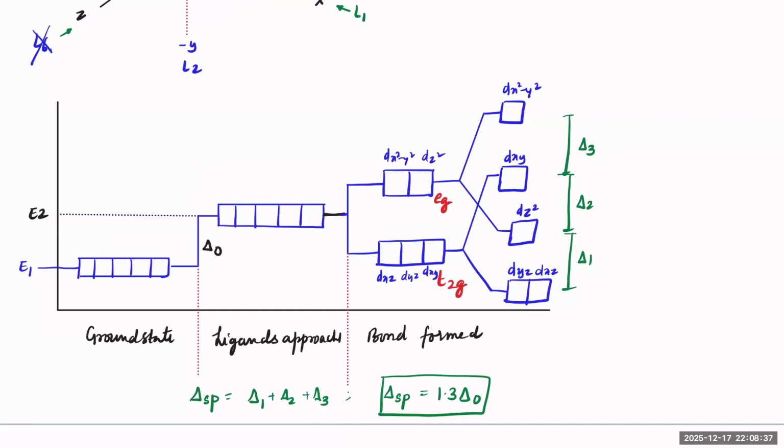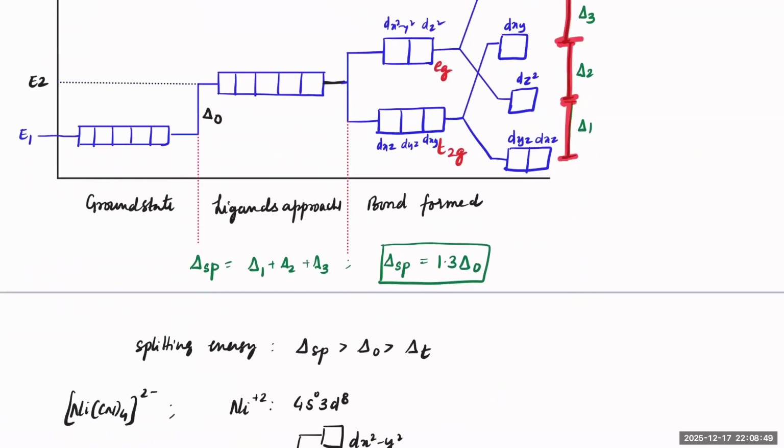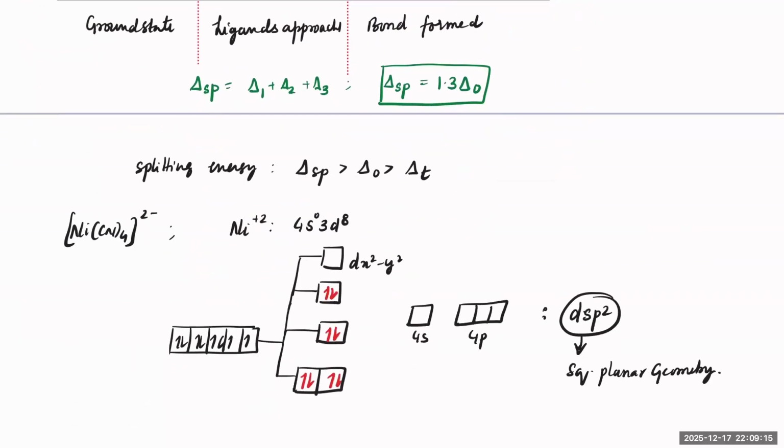So you will get basically four sets of orbitals: set 1, 2, 3, 4. Each one will have a splitting energy of delta 1, delta 2, delta 3. The summation of all these splitting energies is what we call the square planar splitting. Although there are only four ligands approaching, the delta SP value will be around 1.3 times delta naught. So you can see the splitting energy order is delta SP greater than delta naught greater than delta T.